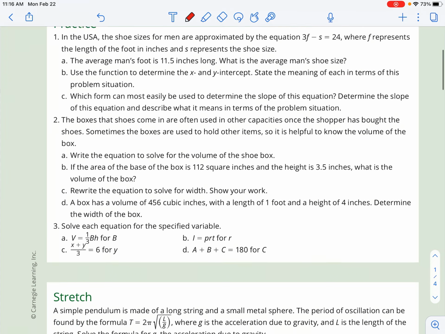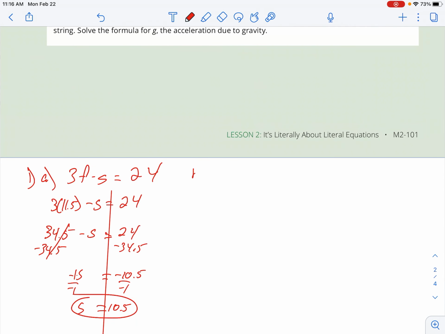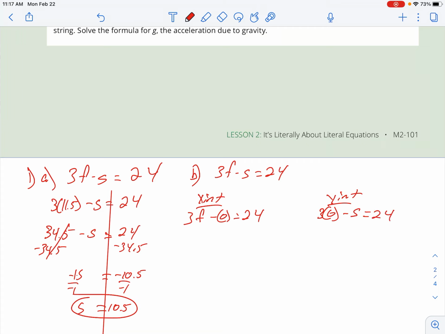Part B, determine the X and Y intercepts. So let's go look at part B on that. We're going to continue to use that equation. And let's go find the X intercept first, and then let's go find the Y intercept. So, for the intercepts, we're going to plug in one as 0 and solve for the other. So for this x-intercept, remember that occurs when one is 0. And for the other one, it occurs when the other one is 0. And let's go through and solve for S, and then solve for F.